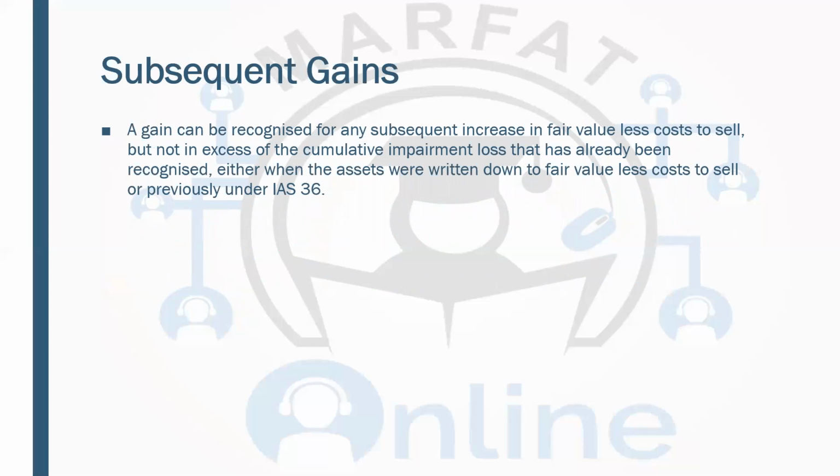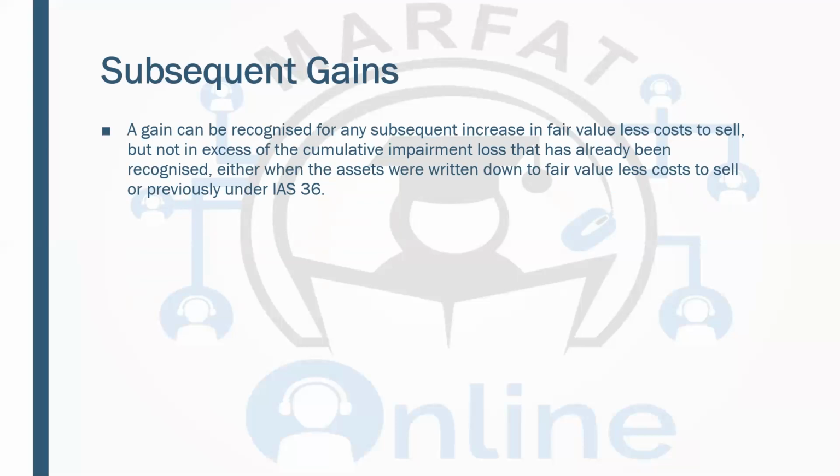Now we have subsequent gains. The first thing to remember is that usually when we have assets in the current assets, we do not revalue those assets. Like, have you ever revalued the inventory? No, because it has its own criteria, that it should be recorded at lower of cost or NRV. So we never apply any revaluation or even the impairment principle to the inventory because it has its own criteria of valuation.